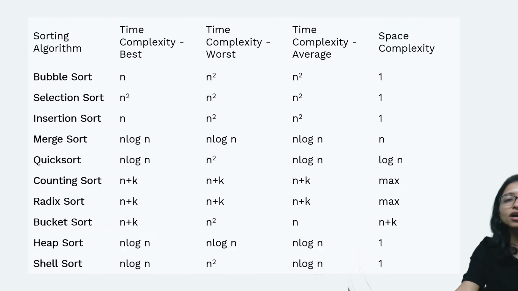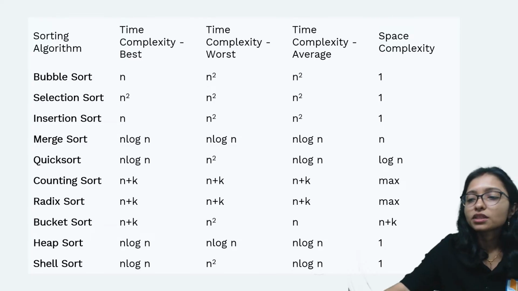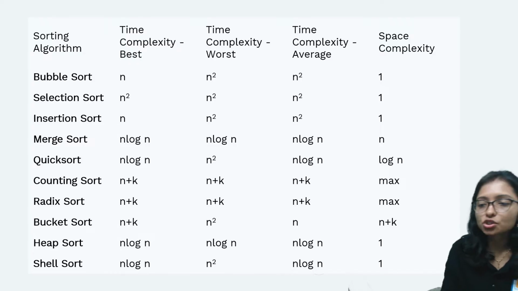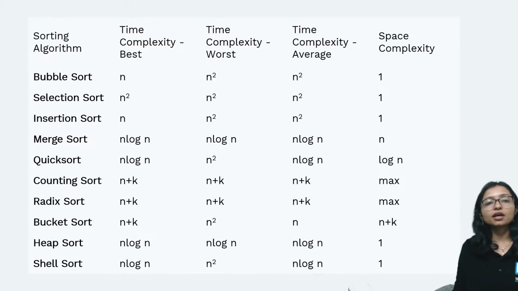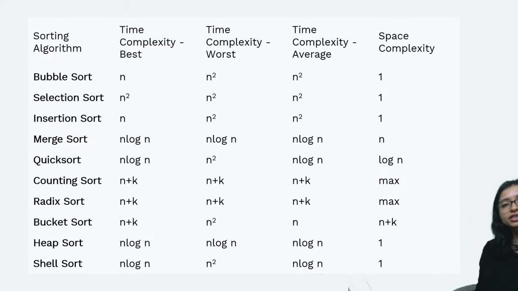And here are all the complexities together. This chart we can take a screenshot of also. All the complexities together: bubble sort, selection sort, insertion sort, heap sort also, shell sort also, all of that.